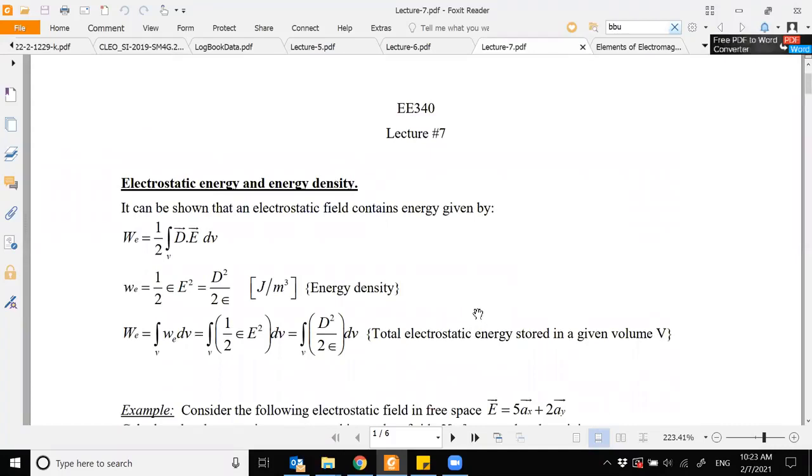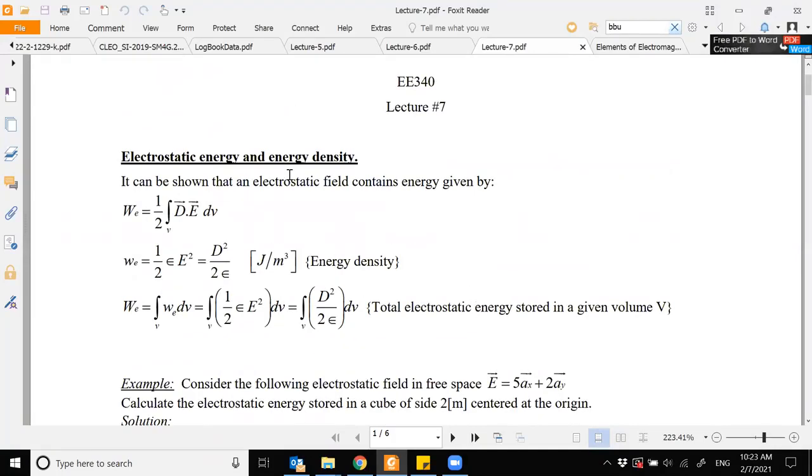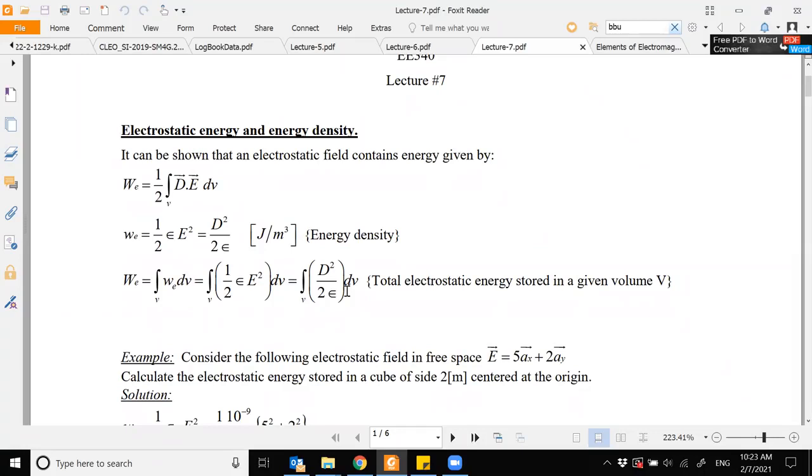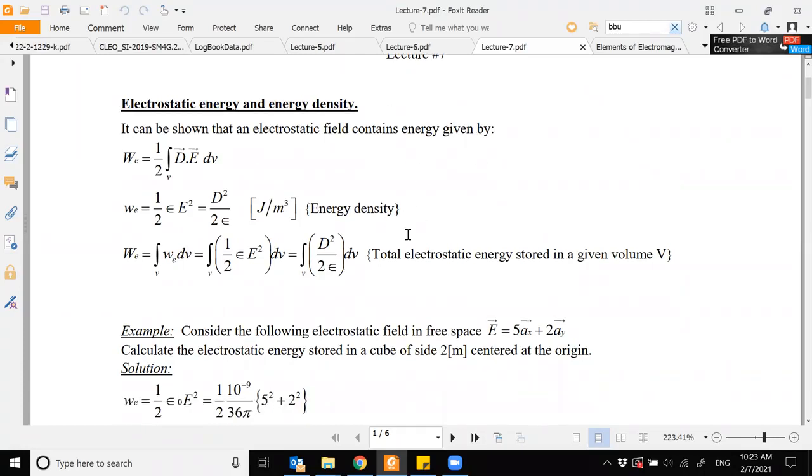Okay. So now let's take the last section of chapter number 4, which is the electrostatic energy and energy density. Now, any electrostatic vector field or magnetostatic vector field contains energy. That means they have energy within their field. And that energy we can find by using this expression, which is W_E equals half volume integral D dot E dV.